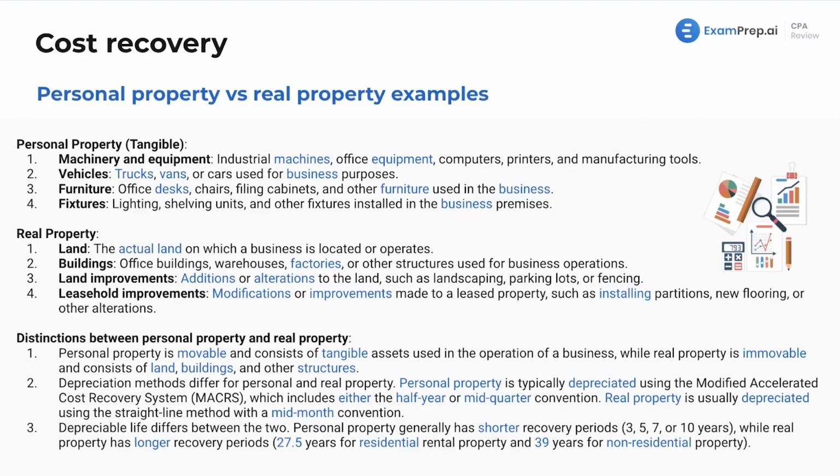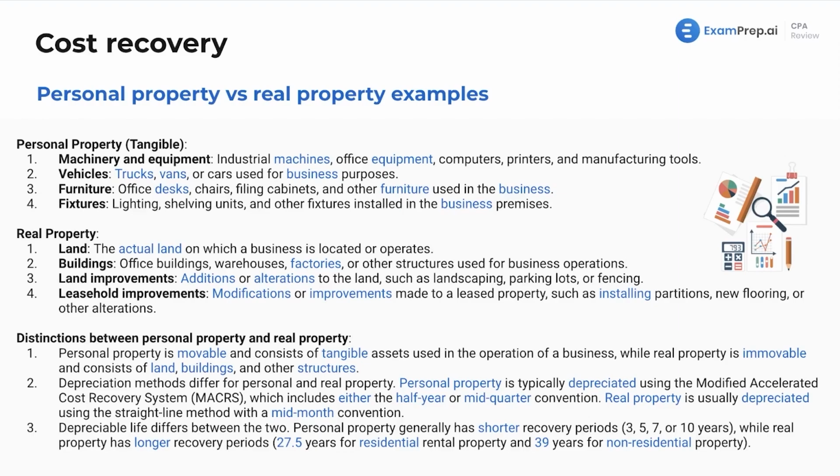Now, distinctions between personal property and real property. Personal property is movable and consists of tangible assets used in the operation of a business, while real property is immovable and consists of land, buildings, and other structures. Depreciation methods differ for personal and real property. As we saw, personal property is typically depreciated using the MACRS system, which includes either the half-year or mid-quarter. However, real property is usually depreciated using the straight line method with a mid-month convention. We saw that on the prior slide.